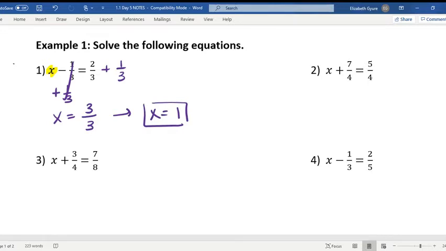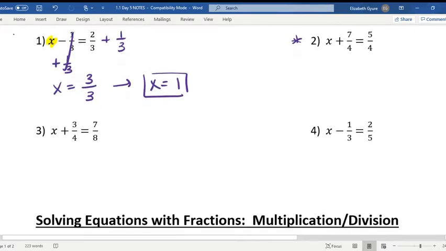All right, we're going to skip 2 for now because I'm going to have you guys go back and try out 2, okay? We're going to go down to number 3. Number 3, we have x plus 3/4 equals 7/8. So what opposite operation do we need to use here? Subtraction, good. We want to subtract our 3/4 from both sides.